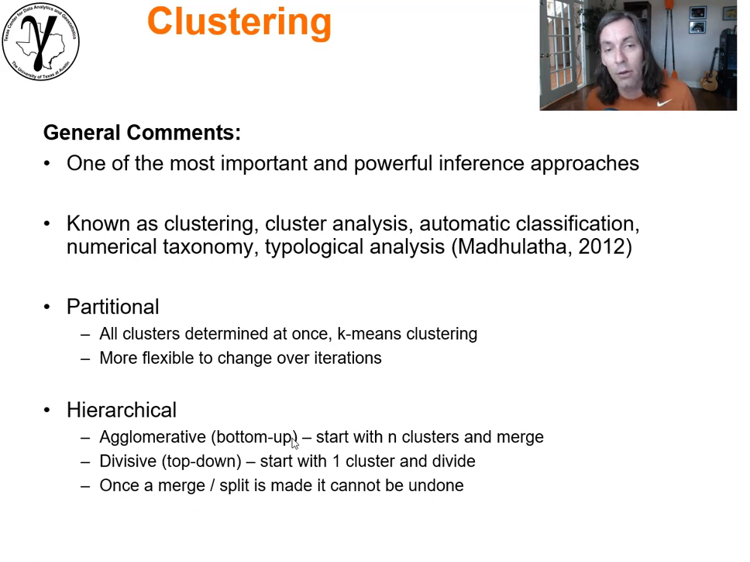Divisive is top-down. You'll start with all of the training data samples in one big group, and you'll use rules to divide up the group, and you'll usually stop based on some stopping criteria. Now, it's a little bit less flexible than the partitional approach with the hierarchical, because once you merge or split, you can't undo it. So you could imagine locking into some features that might be suboptimal as you try to move across different scales.